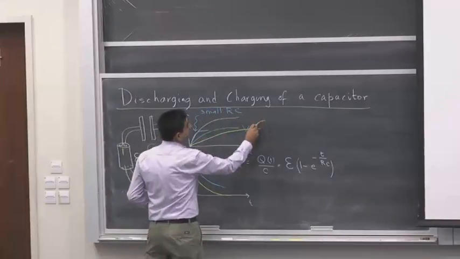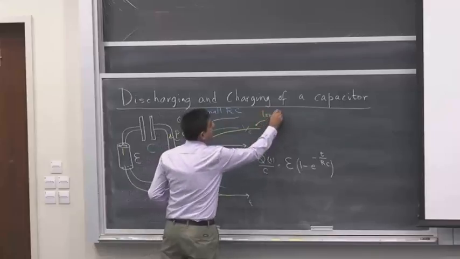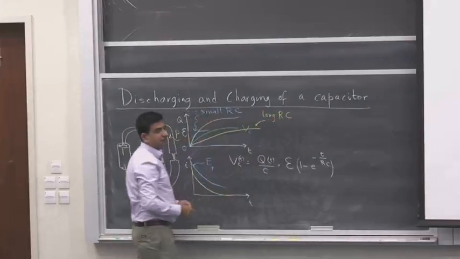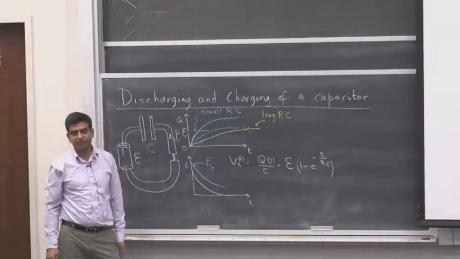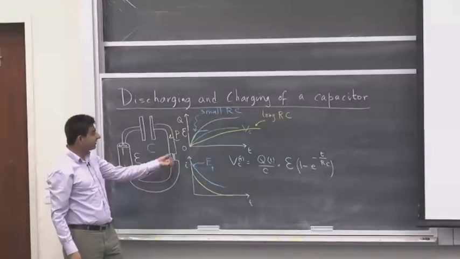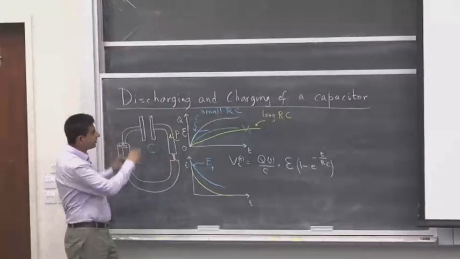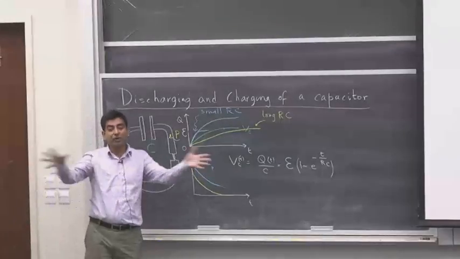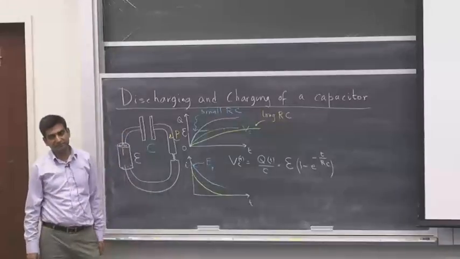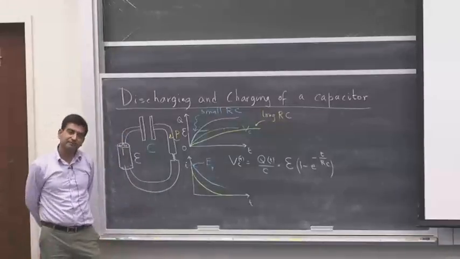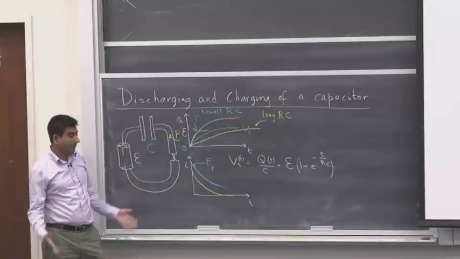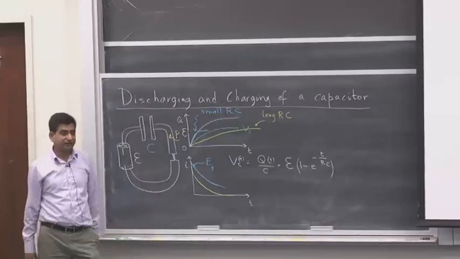This is a long RC, which means a sluggish response in the voltage. So this external resistor and the capacity of this capacitance determines the long time scale of the circuit. So this is how a capacitor charges. Now we've also seen how a capacitor discharges.